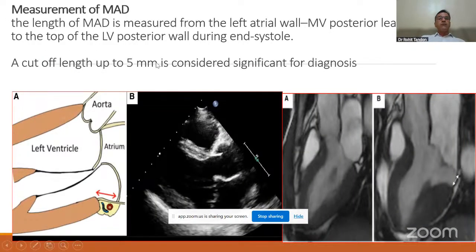The length of the mitral annular disjunction is measured from the left atrial wall to the mitral wall posterior leaflet junction. The cutoff used, in MRI as well as echo, is 5 millimeters. Here we can see the thinned-out septum in systole in MRI, very beautifully expressed. This leads basically to fibrosis of the LV wall and is the source of periannular ectopic beats. Therefore, the term arrhythmogenic mitral valve prolapse is used for these patients.